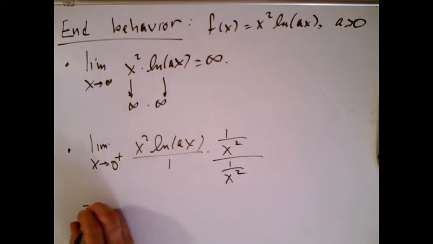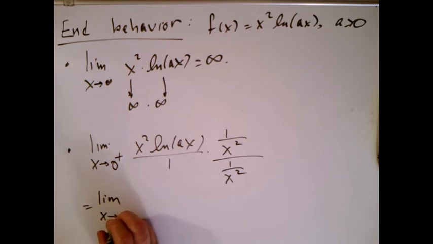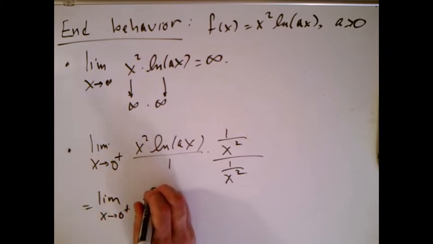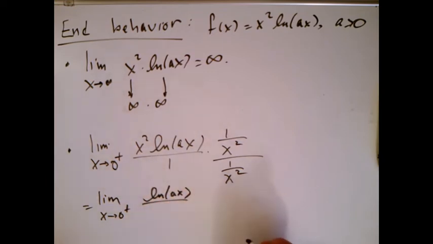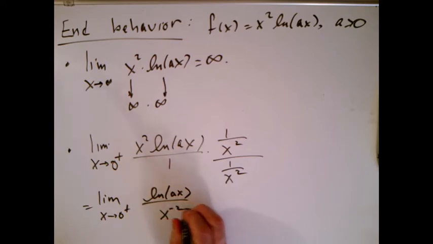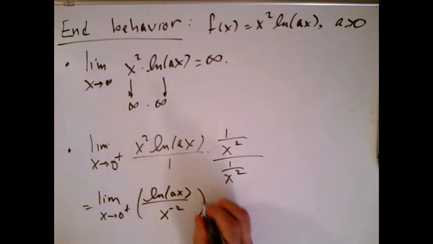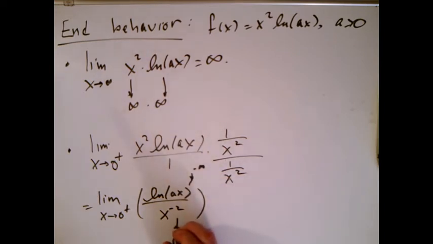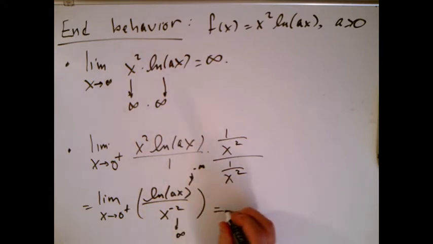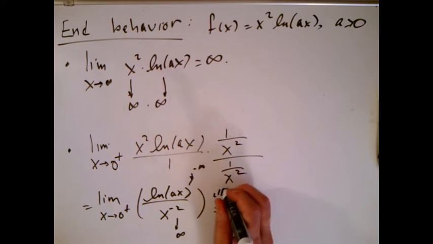So what I'm going to get is the limit as x goes to 0 plus. I have just the ln of ax on top. On the bottom I have 1 over x squared, but I am going to use L'Hopital's rule, so I'm going to write it as a power function, so it's easy to take the derivative. Now the top goes to negative infinity. The bottom goes to positive infinity. So we get to use L'Hopital's rule.